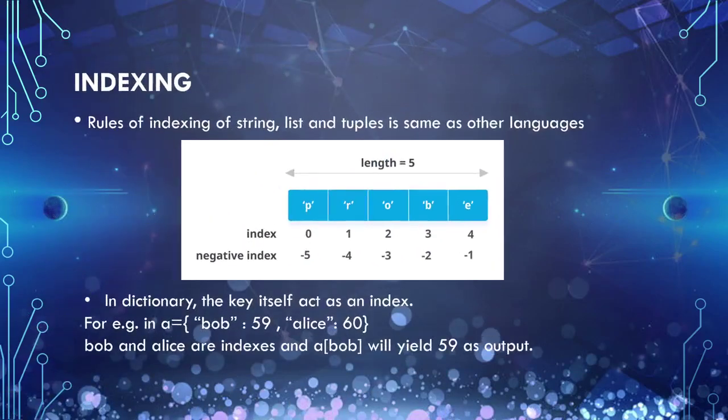So the indexing is the same as in other languages: the first element in a list or tuple is 0 indexed, and the last one is index n minus 1, where n is the length. We also have negative indexing, which starts from the back at -1 and continues till -n. And in a dictionary, the key itself acts as an index. If we want to access a, we just write a, then within square brackets Bob, to yield 59 as output in the given example here.